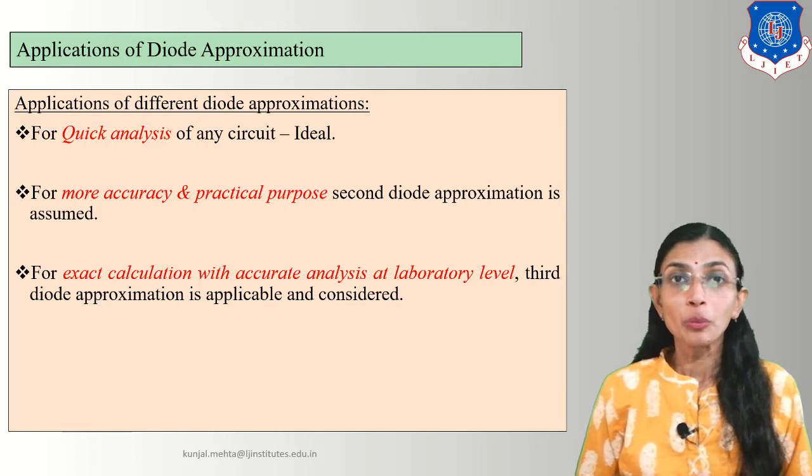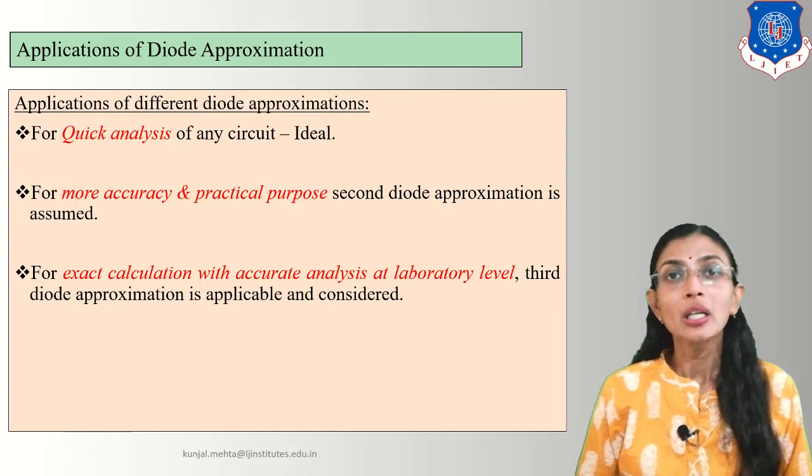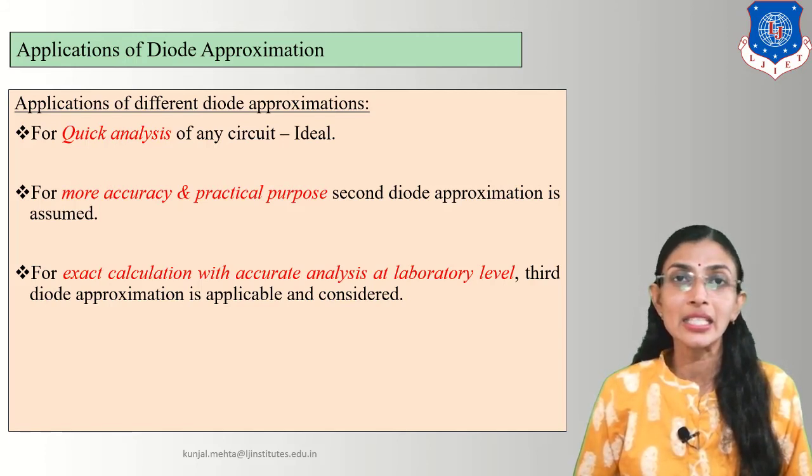Similarly, for more accuracy and practical purposes, the second diode approximation is used. And for the third approximation, what I want to say is, it gives the exact calculation with better accuracy for the best outcome. We will consider the practical diode with consideration of bulk resistance and barrier potential. So the third approximation is used for exact analysis.